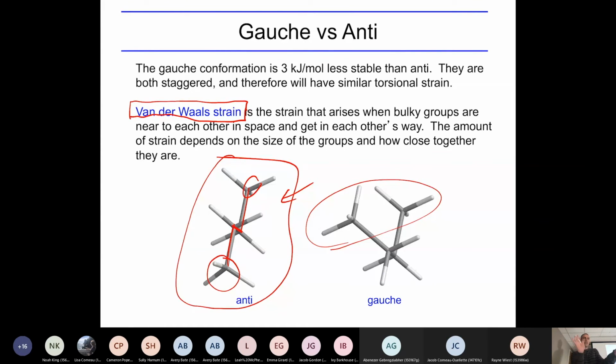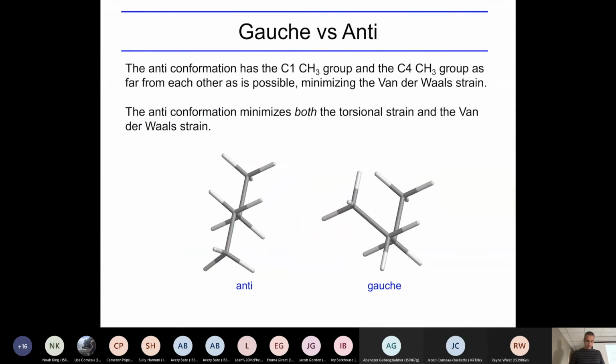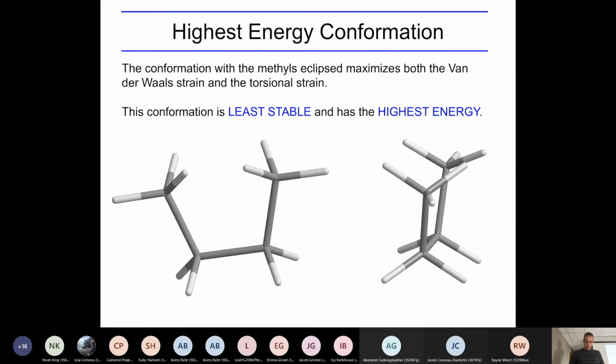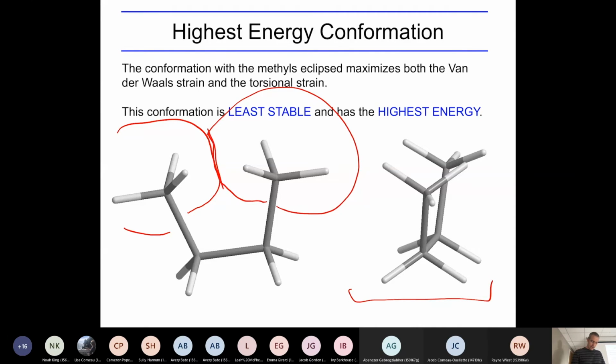But the absolute worst is eclipsed, where you put the two methyls right on top of each other. This one's the worst one. This is the highest energy conformation, least stable. It does not like to be in this conformation, because these two methyls, they're drawn here as sticks, but in reality, they're kind of like big clouds. They're getting in each other's way. They're squishing together like Nerf balls. And so it wants to twist this bond. It wants to rotate around to get them away from each other and minimize van der Waals strain.